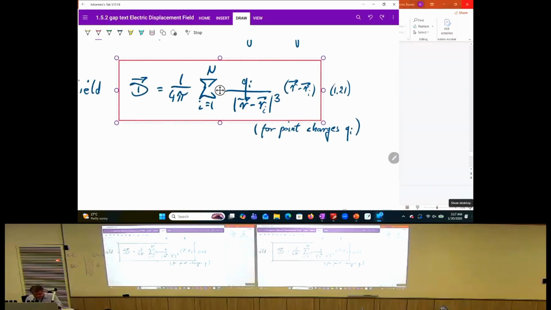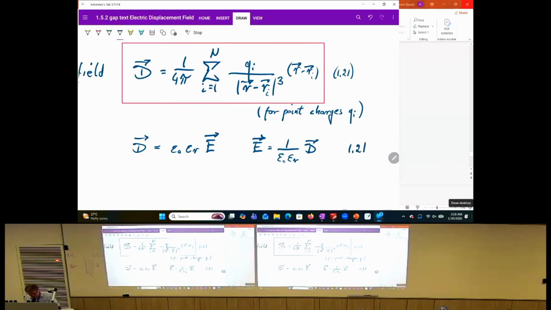And you see right away the only difference that this displacement field has with respect to the electric field is that the dielectric constant is present in one and not in the other, meaning you obtain the electric displacement field by multiplying the electric field with the dielectric constant of the respective material. This is also a very important relation.